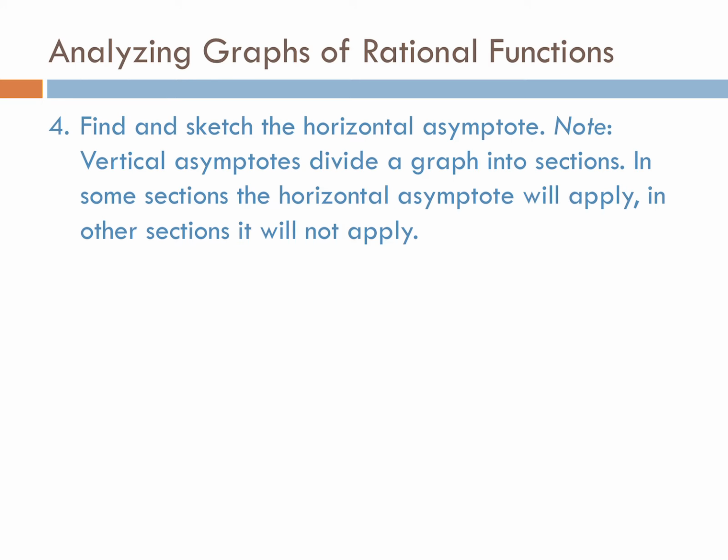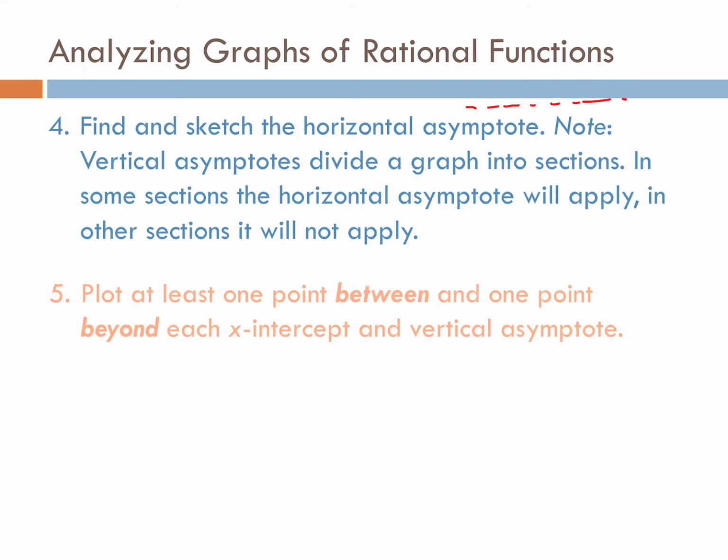We need to find our horizontal asymptotes. Will also be a dotted line. They'll just be horizontal across. So vertical asymptotes are going to divide our graph into sections. In some sections, the horizontal asymptotes will apply, and in others, they will not. So a vertical asymptote, a graph can never touch, but a horizontal asymptote, if it's in the middle section, can cross it. We'll look at an example of that.